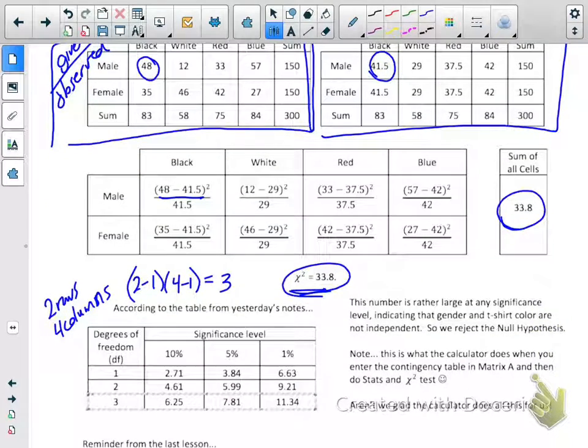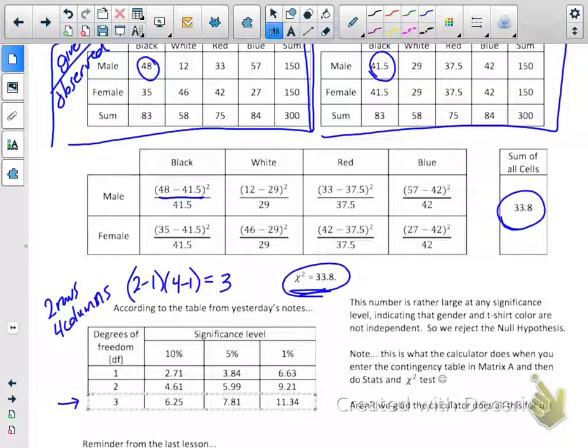So you would look in your table here, this is the table from yesterday, for degrees of freedom 3, and then they'll tell you what significance level they want you to use. But notice that this chi-squared that is calculated is higher than all of these given critical values. These are the things that will be given to you. And that's what we're going to talk about: how this value compares to one of these.